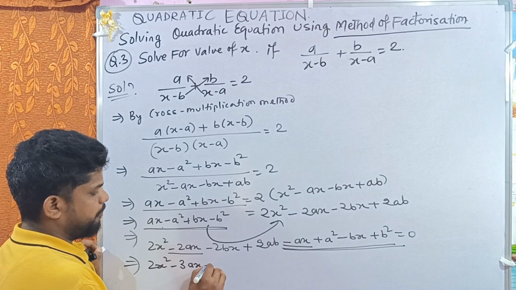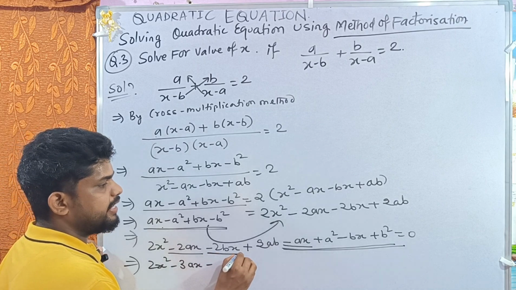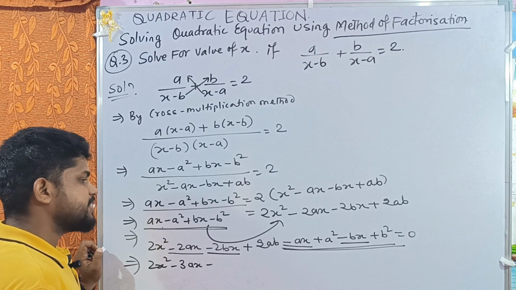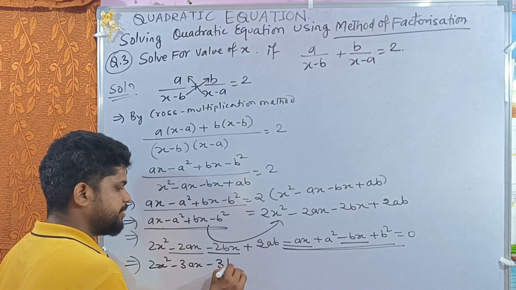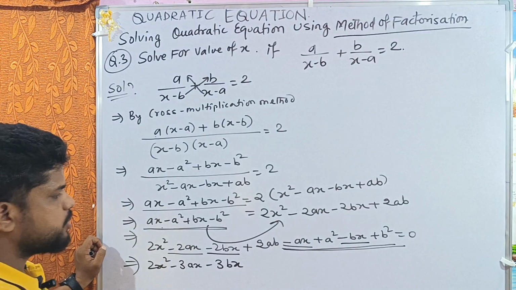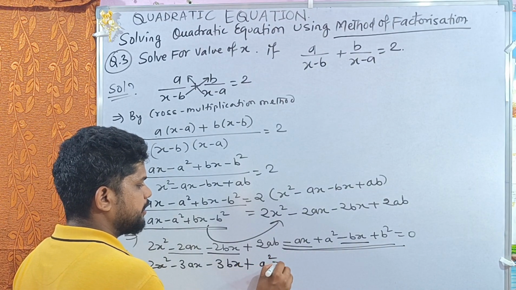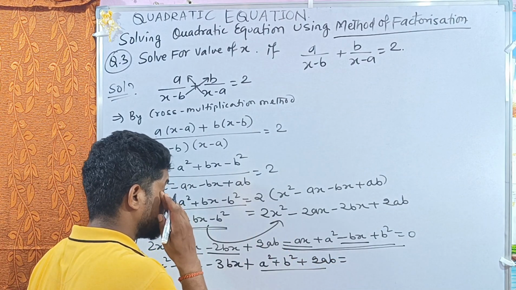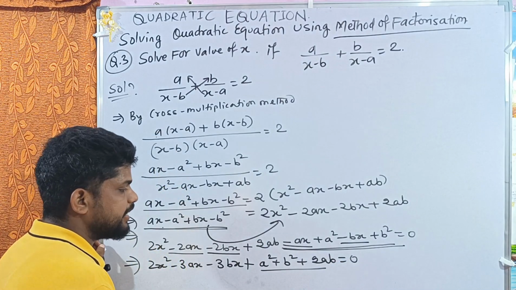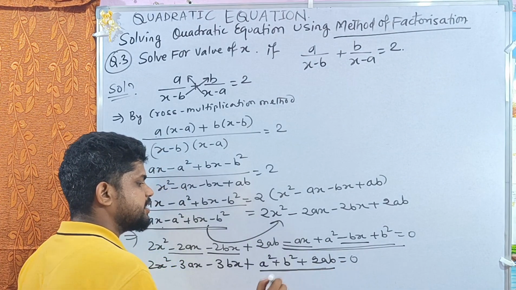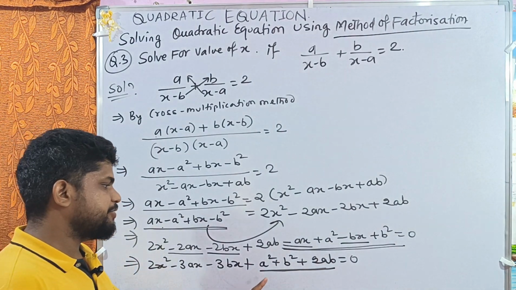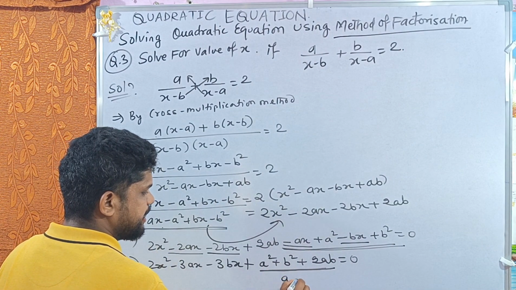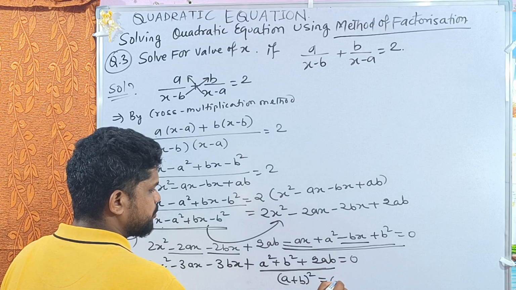Okay, minus 2bx and minus bx, so this will be minus 3bx. And also a square plus b square plus 2ab we have written as it is, which is equal to 0. Here you can observe, dear student, that this is nothing but our algebraic identity, a plus b whole square. So I can rewrite it as (a plus b) whole square, which is equal to 0.